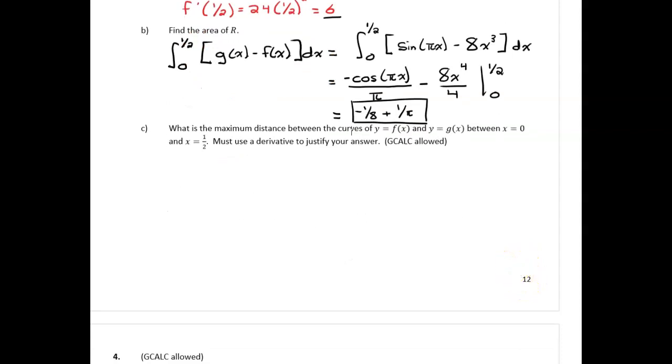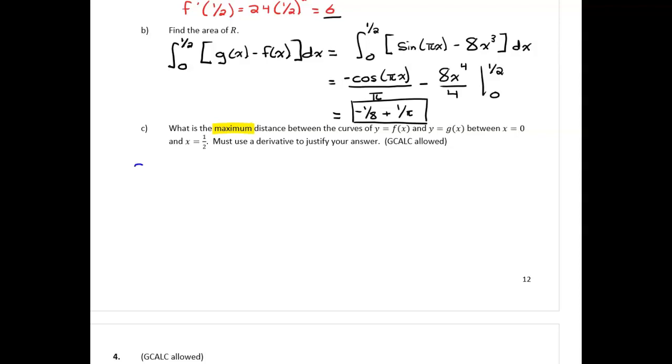All right, last one. What is the maximum distance between the curves of f of x and g of x between x equals 0 and x equals 1/2? You must use a derivative to justify your answer. As soon as you see the word maximum or minimum, your spidey senses should be going off saying, ooh, this is probably going to be a derivative.